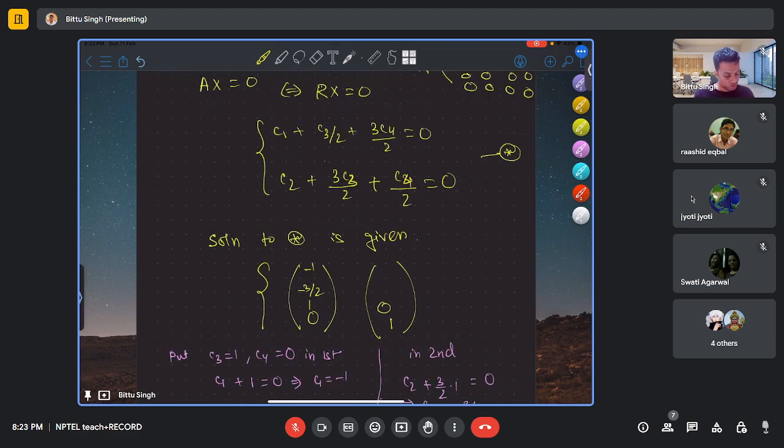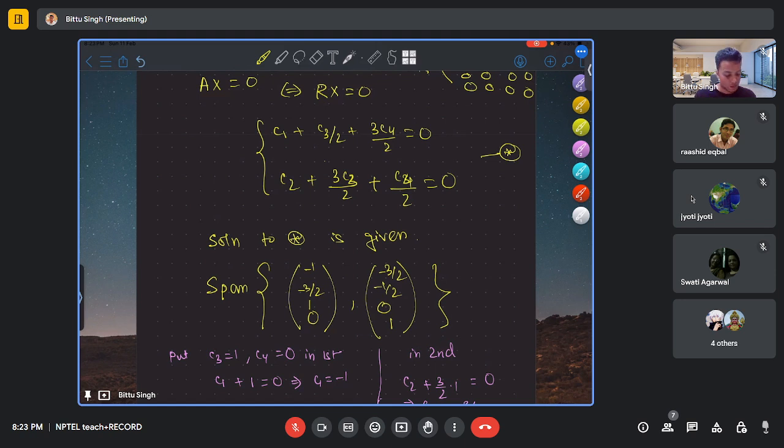In similar manner, if you put 0 and 1, this will give C1 equal to minus 3 by 2. And again, if you put 0 1 here, then it is 0 and it is 1. So C2 is minus half. So you get those are the solutions. Not those, but span of those two elements. This gives all the solutions.